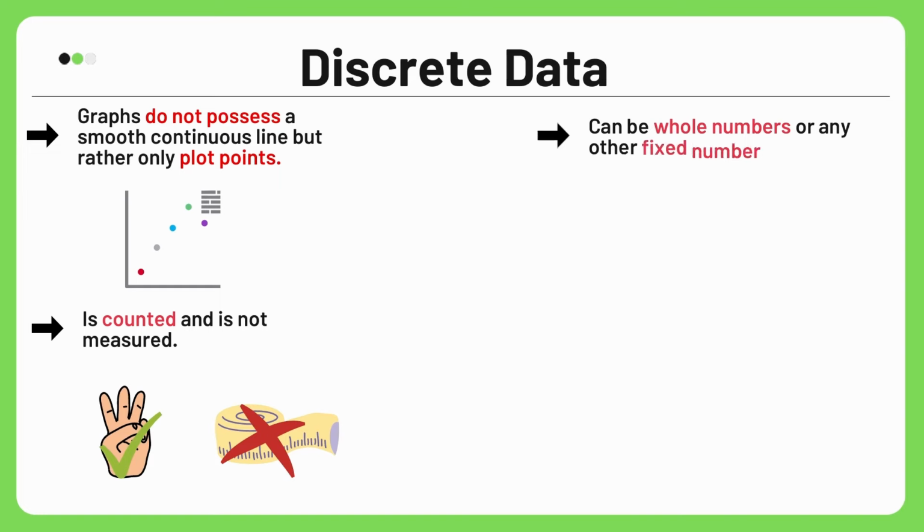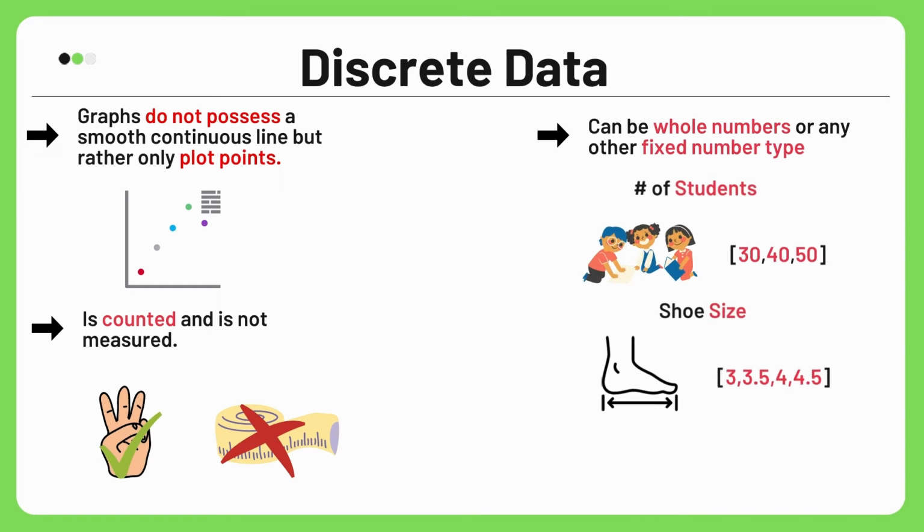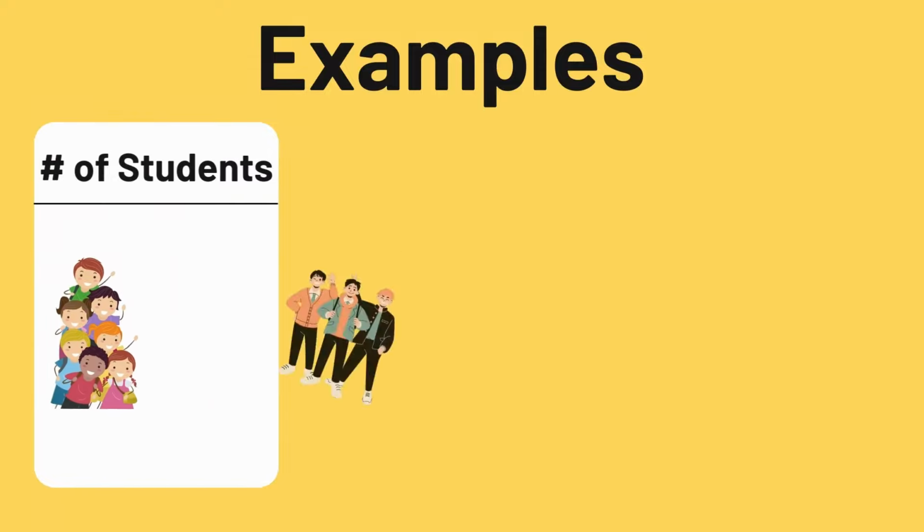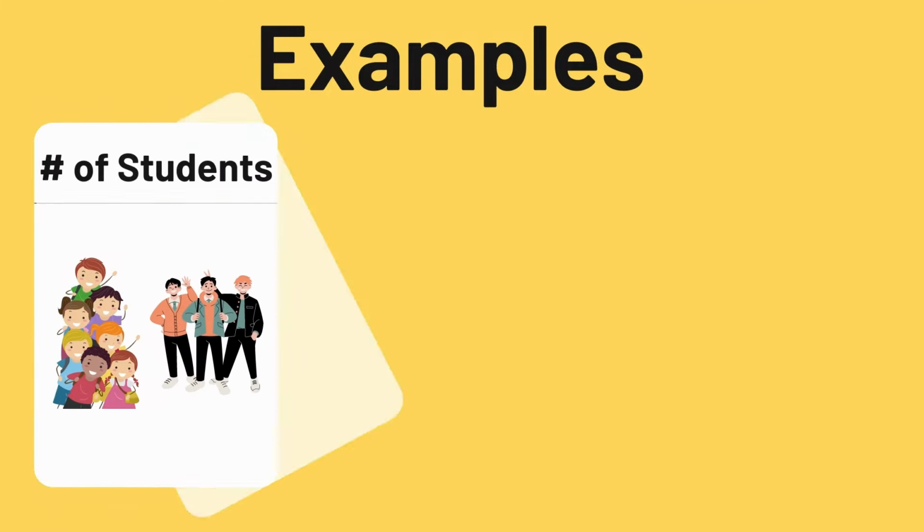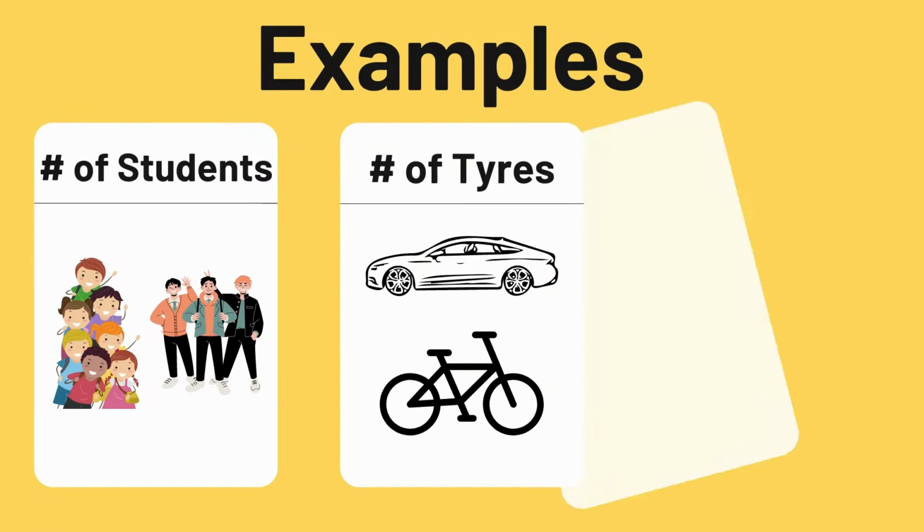Discrete data can be whole numbers like the count of the students in a class, or they can also be any other fixed number type such as shoe sizes like 2, 2.5, 3 or 3.5. Some examples are number of students in a class, number of tires in a vehicle, and shoe size.